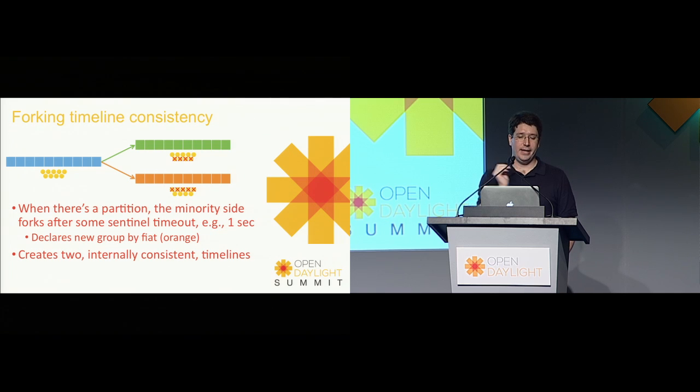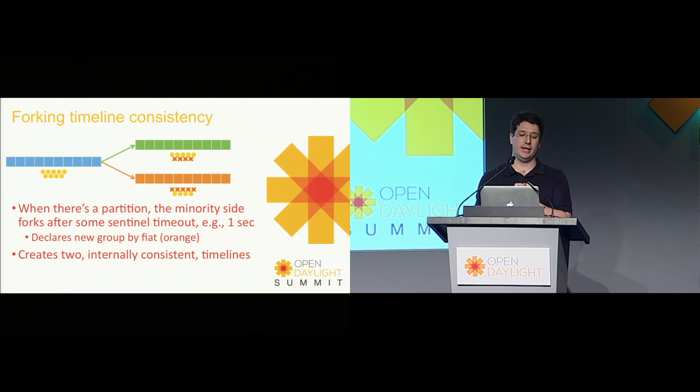Orange side isn't going to be able to make progress because they don't have a majority to do. What they can do is, by fiat, declare: our group is 4 nodes, and it's these 4 nodes. They basically ask, everybody that can hear me, tell me who you are. I'm going to put you in the new group. I'm going to put a new timestamp in the ground, and I'm going to say the last thing we heard was the last blue box. The next thing, the first orange box, is we forked, we went rogue, and here are the people we went rogue with, and then we're going to keep going.